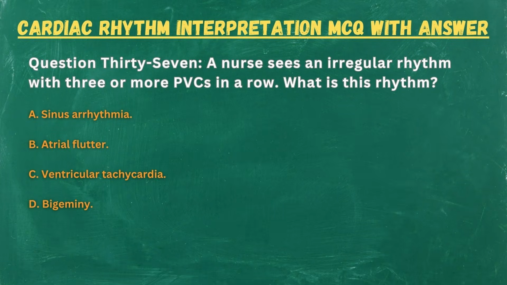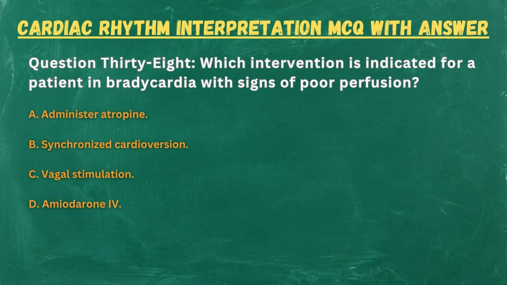Question 37. A nurse sees an irregular rhythm with 3 or more PVCs in a row. What is this rhythm? A. Sinus arrhythmia. B. Atrial flutter. C. Ventricular tachycardia. D. Bigeminy. Answer: C. Ventricular tachycardia.